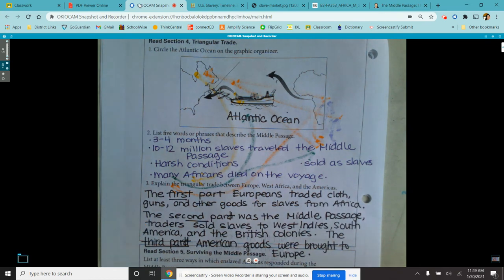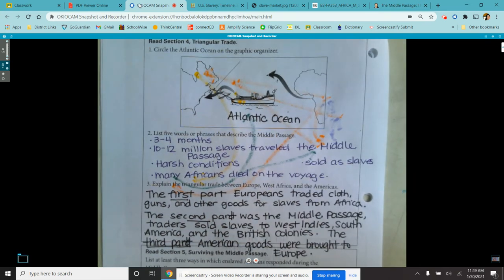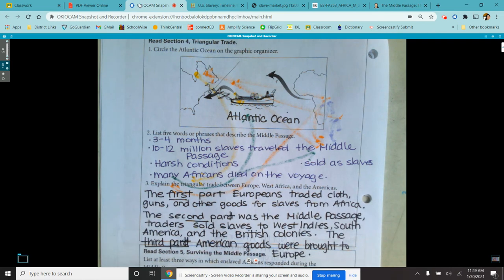And then it says, what are some words or phrases that describe the Middle Passage? So I just took this from the second and third paragraph from the reading of the triangular trade, right? It was about 3 to 4 months. They said 21 days, but to get across the ocean took many months.